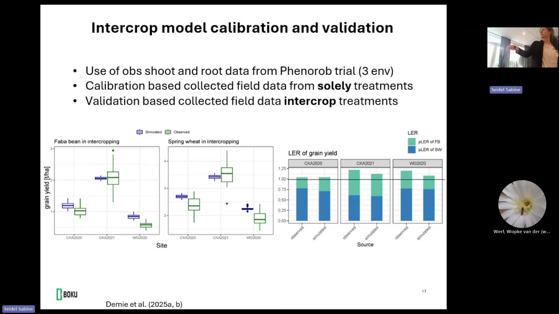Here, for instance, we also looked at the LER and compared the observed versus the simulated. Green is the PLER of fava bean, and blue is the PLER of spring wheat. And these are the 3 sites. You can see that the model was able to simulate the increased LERs quite well.